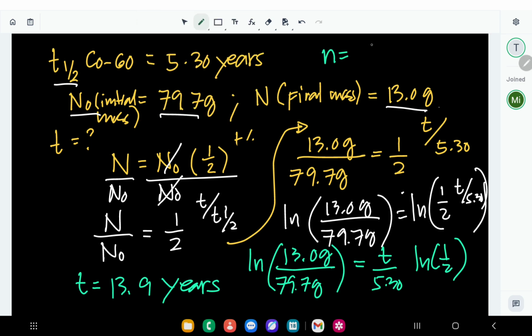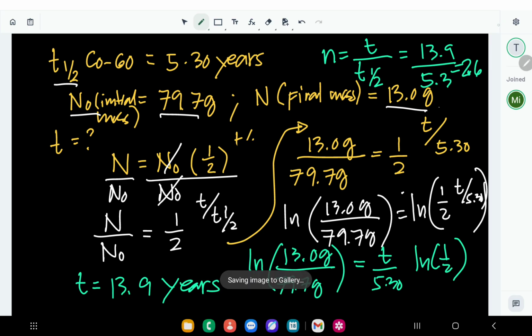So n here is equal to t, the time elapsed, over the half-life. So that is 13.9 divided by 5.3. So it should be only 2.6 because it says round your answer to 1 decimal place. Now you got it. No questions on this. Now let's move on to the next problem. Let me delete this. Okay, we're on the next problem.